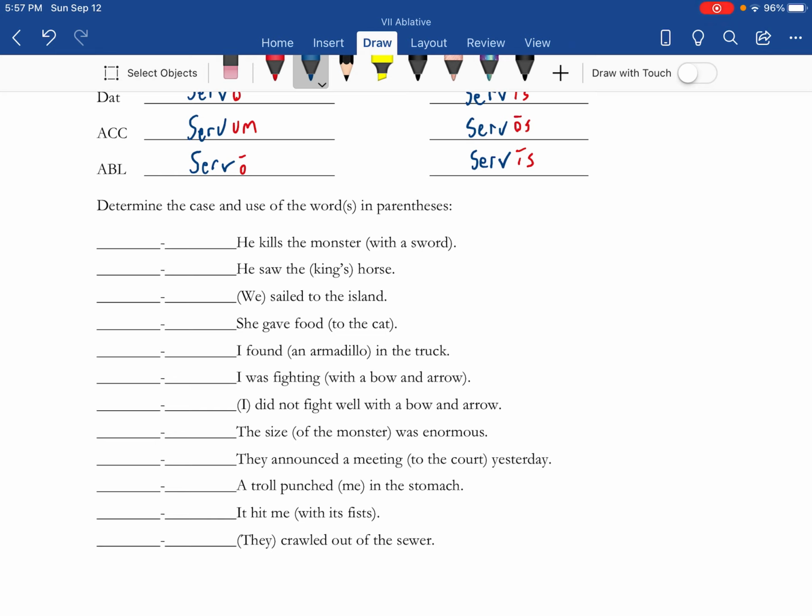Okay, so determine the case, here we go. We have our 5 cases up above. With a sword, so this is means or an instrument, so the with is going to let us know it's ablative, so means, because that's the instrument he's using to kill the monster. He saw the king's horse. Big thing right there, we got the apostrophe showing possession. So it's going to be genitive.